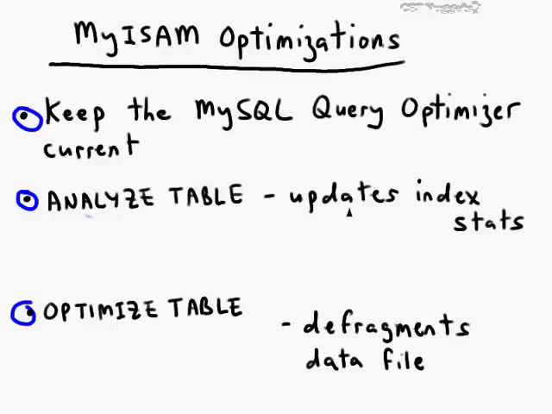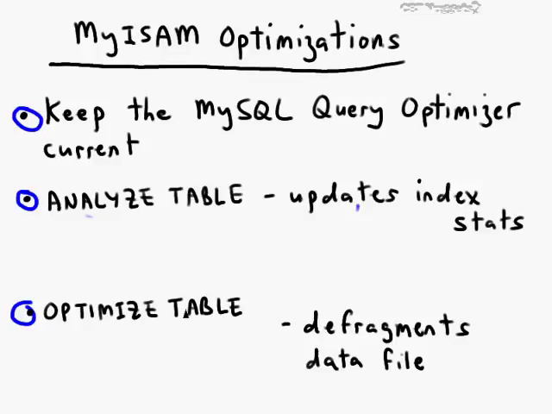Analyze table, in a nutshell, is used to update your index statistics. The point to this is, especially for tables that are frequently modified, you'll want to periodically run this on a schedule. And by this, of course, I mean the analyze table statement against those frequently modified MyISAM tables to make sure that your index stats remain up to date.